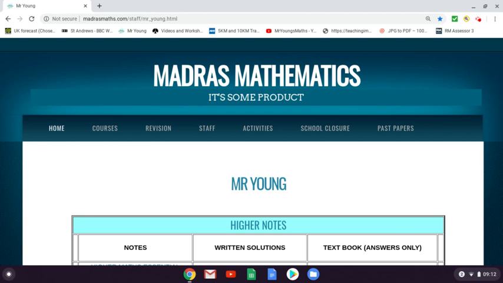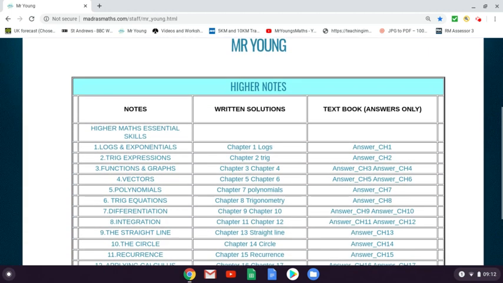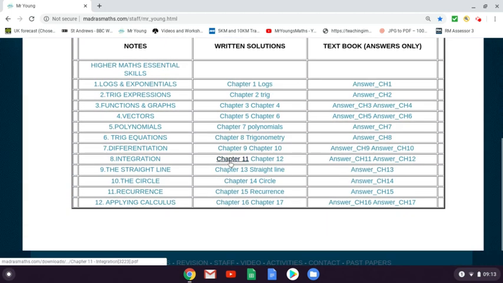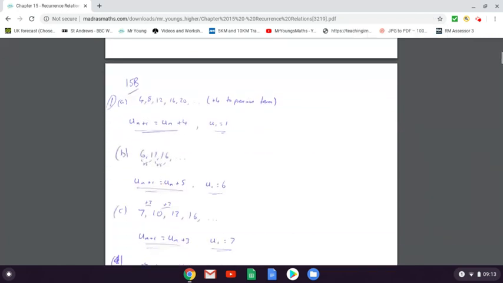Hi, we're going to go over some recurrence relations questions here from exercise 15b. We're going to have a look at question 1. So I'm just going to use my own written solutions to talk over these questions. So recurrence chapter 15 and down to exercise 15b.